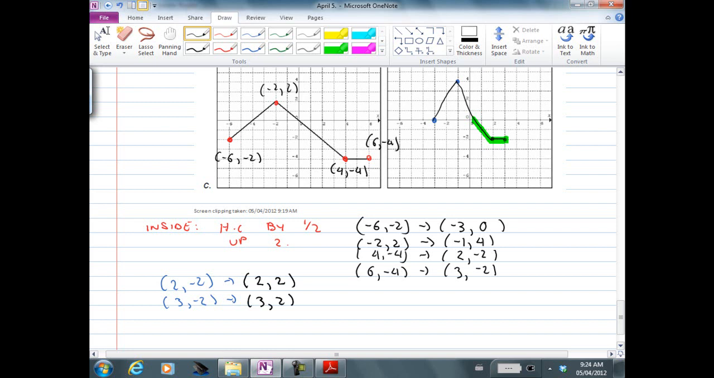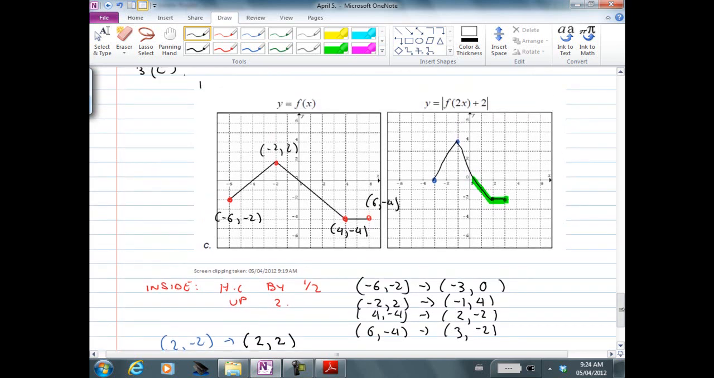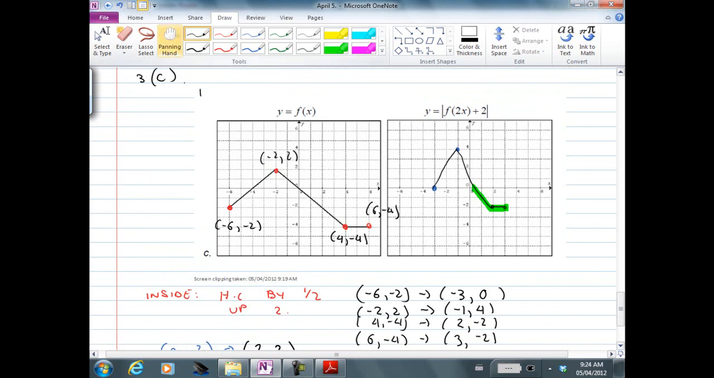Plot my new points right now. I'm going to plot these new points in. And my new points are going to be 2, 2, 3, 2. So guys, finish this picture for me. And erase the bottom piece and tell me what you would get. Okay, I'm going to pause it.